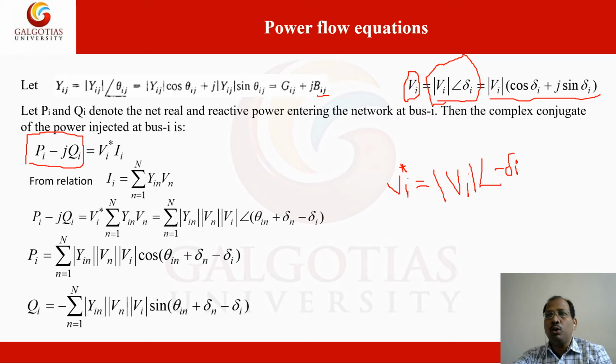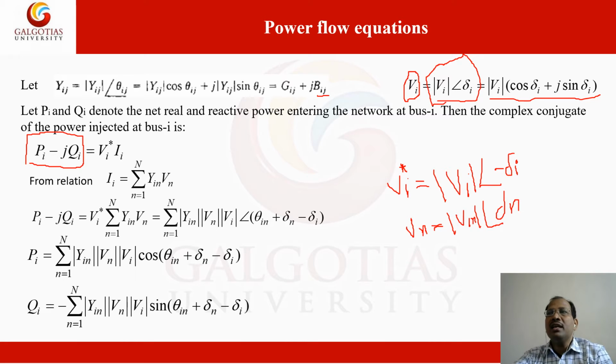So as you know, in polar form, magnitudes multiply and angles are added. So here, what is the Vi angle? This is minus del i. What is the Vn angle? Vn we can write as the magnitude of Vn with angle del n. Correspondingly, the Yin we have written, so we can put it here. So we are getting theta in plus del n minus del i.